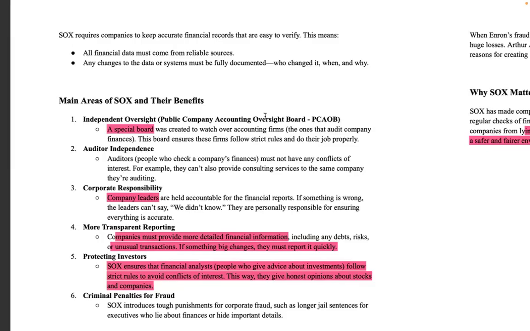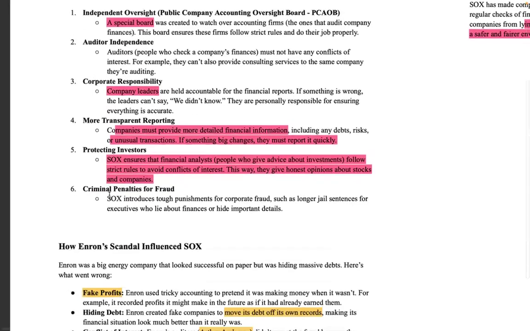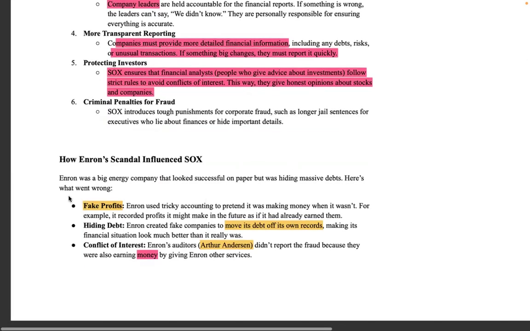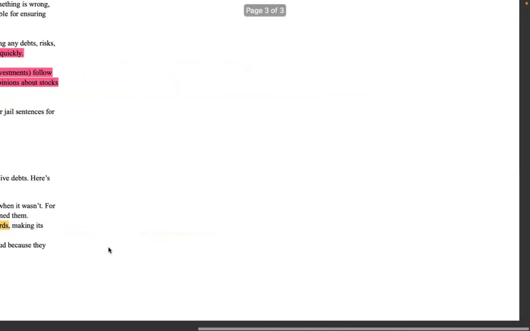And lastly, very obvious, criminal penalties for fraud. So what Sarbanes-Oxley did is it introduced very, very long jail sentences for executives who are lying about financial fraud. Again, this is the Enron scandal, which I already discussed. So fake profits, hiding debt, conflict of interests.